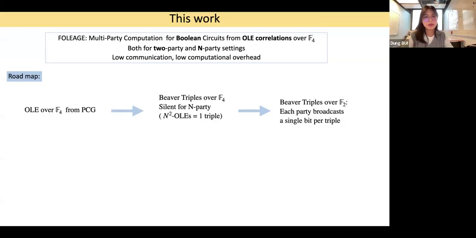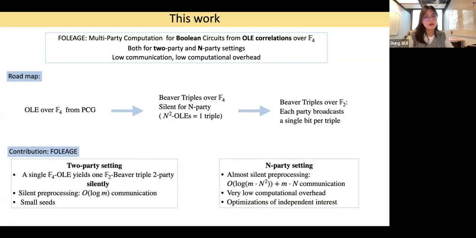So the roadmap to get the final goal is that we have a BCG. We propose a way to get BCG for the Ealy correlation over the field F4. Later, we go down from Ealy over F4 to the pivot triple over F4 with silent preprocessing for the n-party setting. It means that you generate n squared Ealy and you get one triple over n parties. And from the pivot triple over F4, we go down to get the pivot triple over F2, while each party only needs to broadcast a single bit per triple.